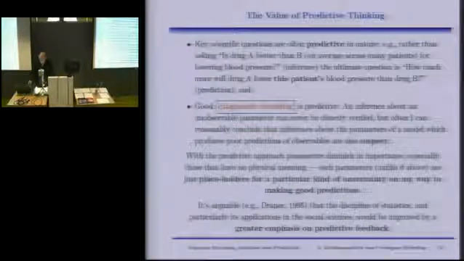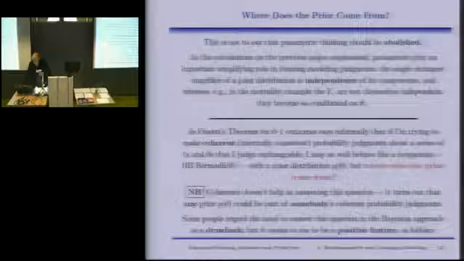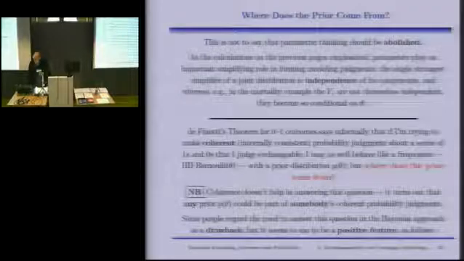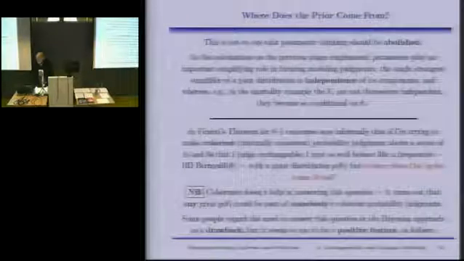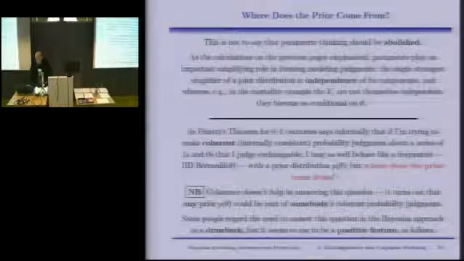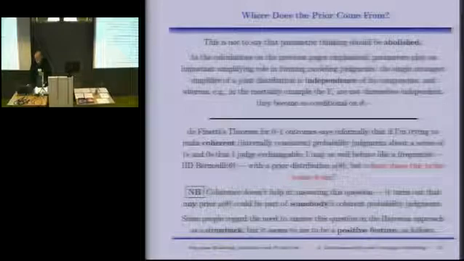Okay, so let's go ahead and talk about the prior. De Finetti's theorem for binary outcomes says informally that if I'm trying to make internally consistent probability judgments about a series of ones and zeros that I judge exchangeable, I may as well behave something like a frequentist in my sampling distribution being IID Bernoulli, but a frequentist with a prior distribution. And now the question, of course, becomes where does the prior come from? And it's an important thing.